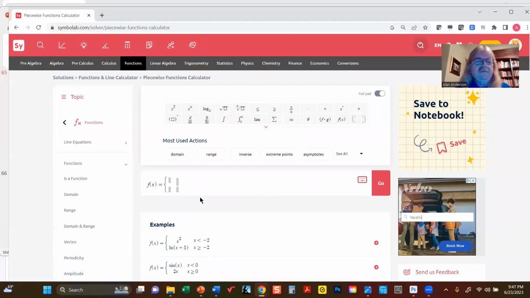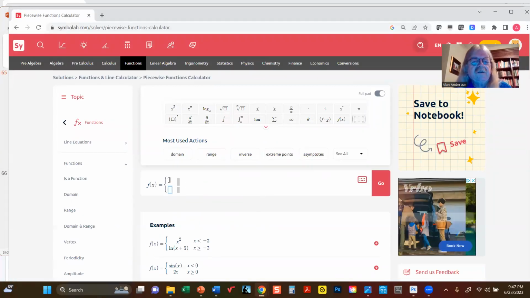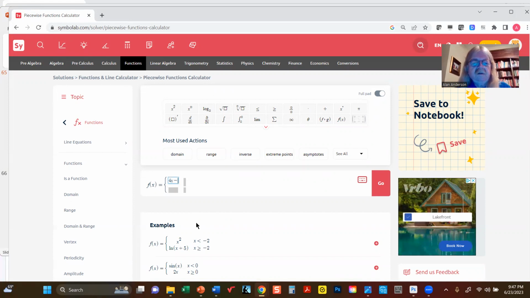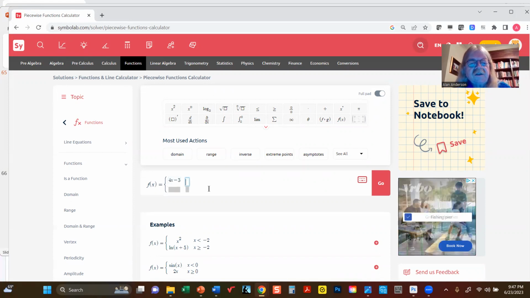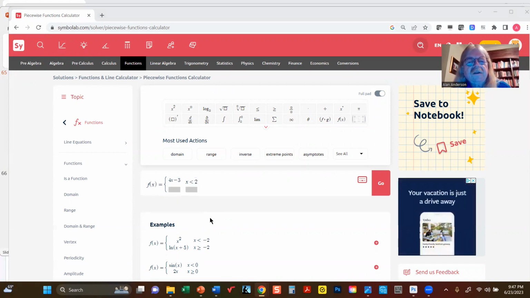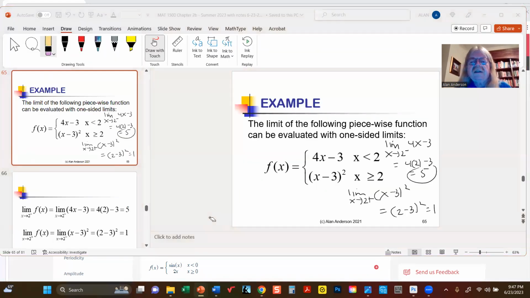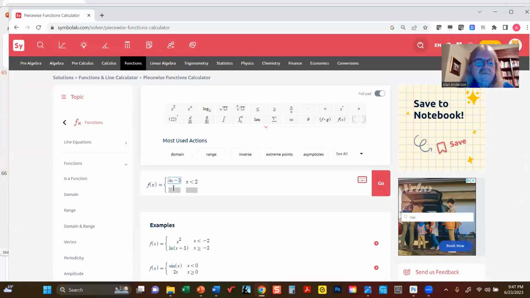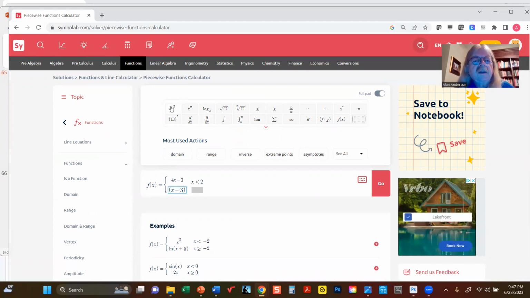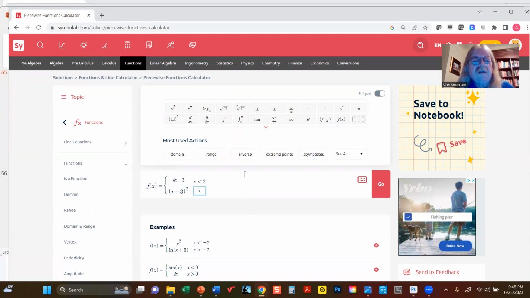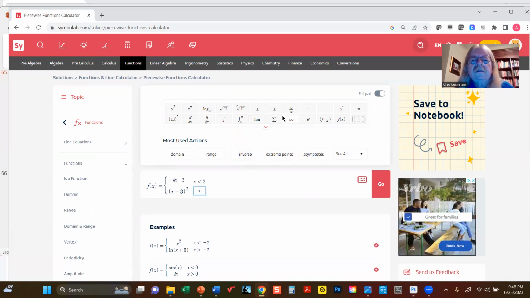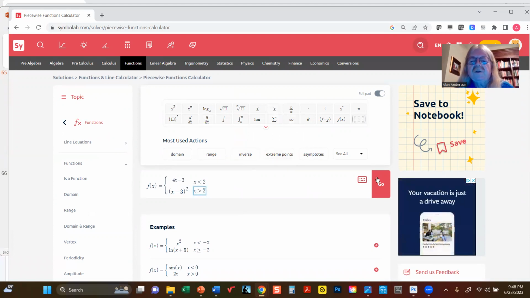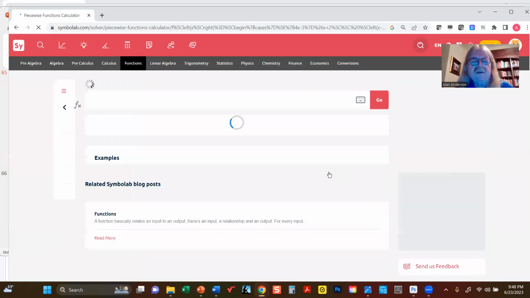4x minus 3 is one piece of the function, and that's valid as long as x is strictly less than 2. And once we get to 2 itself, we have x minus 3 squared, and this, of course, applies from 2 and up to infinity. All right, let's see what this thing looks like.